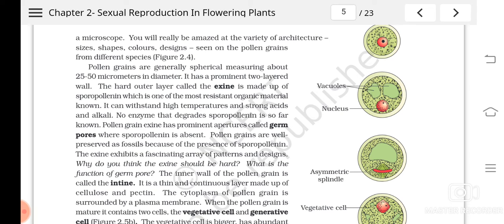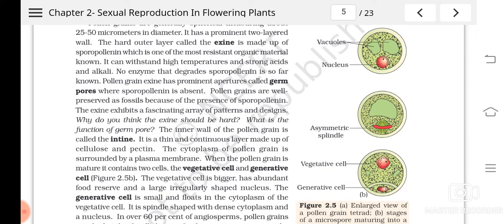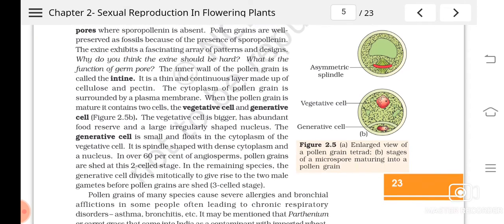There are spaces where there is no sporopollenin, and those places are known as germ pores. Inside that there is another layer known as intine, which is made up of cellulose and pectin. When a pollen grain matures, it usually has two cells, that is, a vegetative cell and a generative cell. The difference I already told.